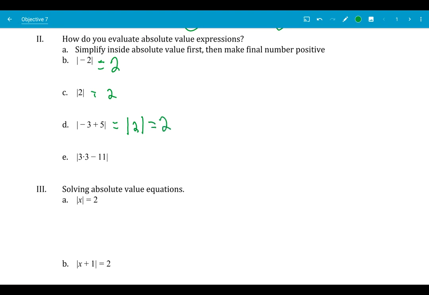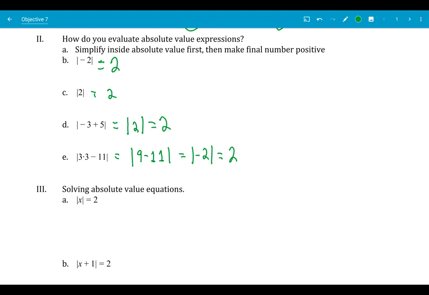This is 2. Down here, you would do order of operations, so you'd multiply first. Then you would tackle 9 minus 11 and get -2. And then take the absolute value and get 2. So it turns out, the answer to every single one of those was 2.